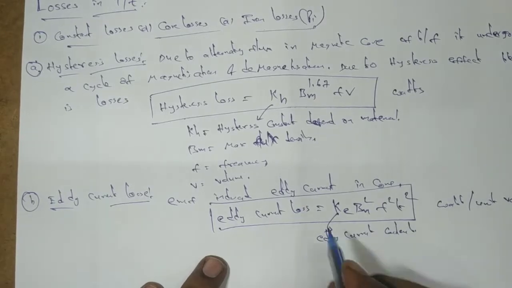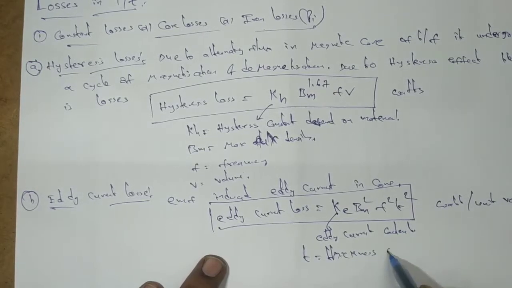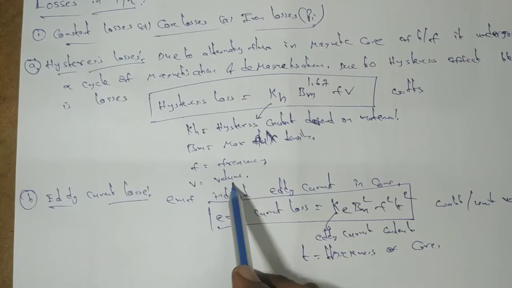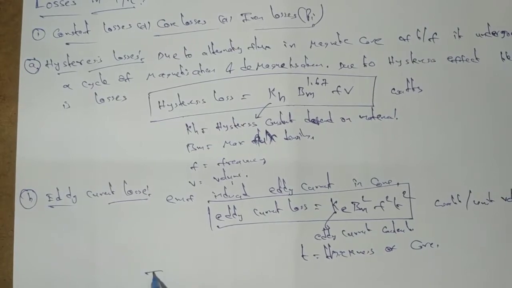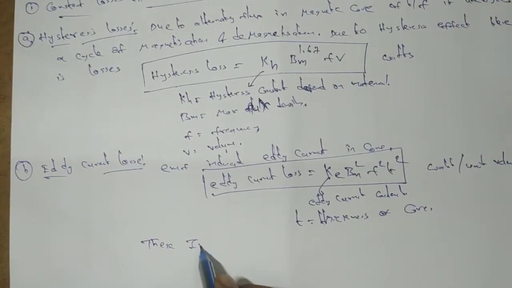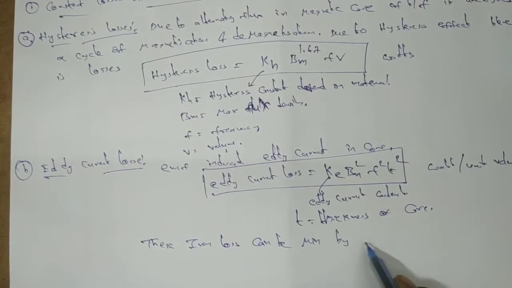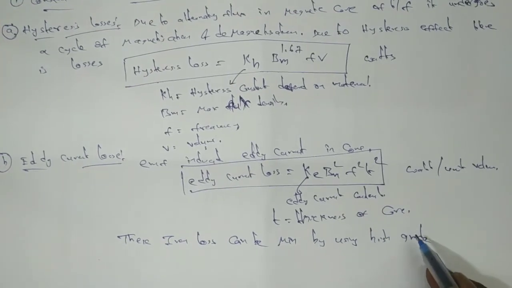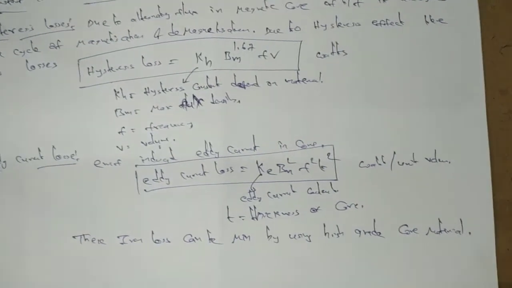Here Ke is the eddy current constant, Bm is the maximum flux density, F is the frequency, and T is the thickness of the core. These two losses, hysteresis losses and eddy current losses, in combination are known as iron losses, and they can be minimized by using a high grade core material. For any given material these losses will be constant, so to minimize them, the iron core used for the transformer should be of high grade, and the manufacturers have to keep this in mind to minimize hysteresis losses and eddy current losses. Okay, these are about constant losses.